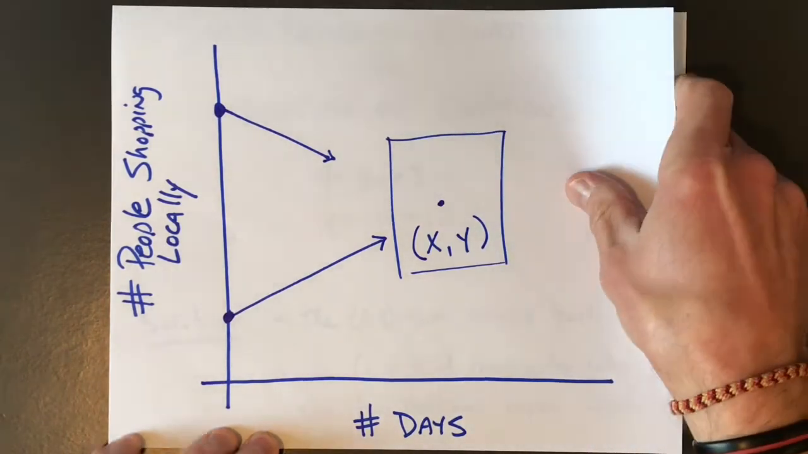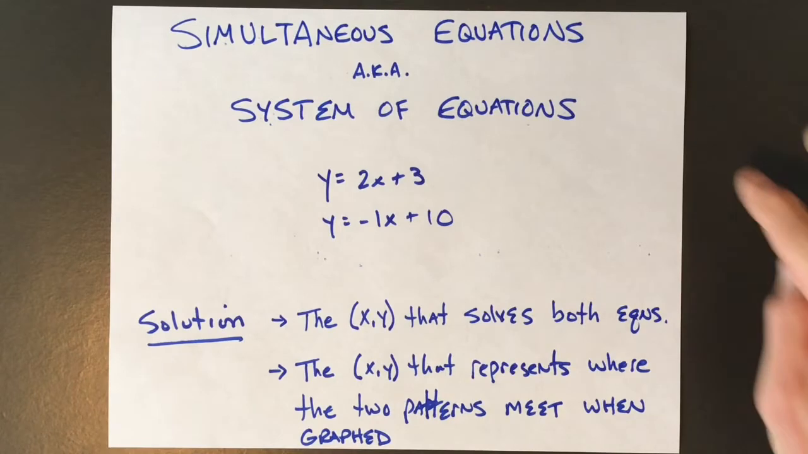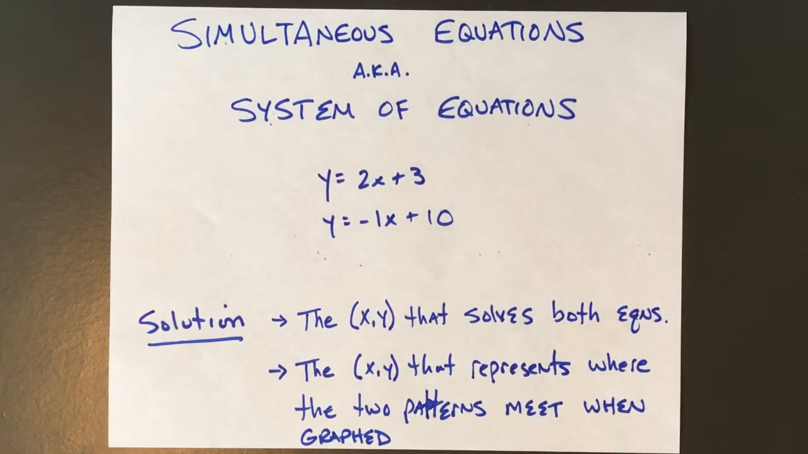Now, when we have two or more equations that we're dealing with, we have things that are called simultaneous equations or a system of equations, often shown with a pair of equations. And the solution is the point that solves both equations, or the point that represents where the two patterns meet when they graph. So we're going to primarily be graphing and looking for the point where the two lines touch.